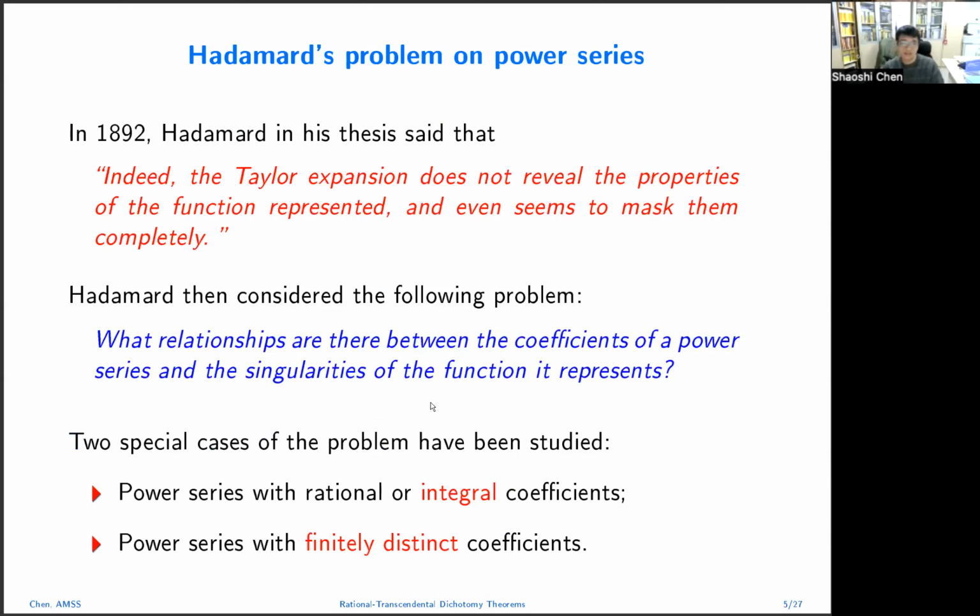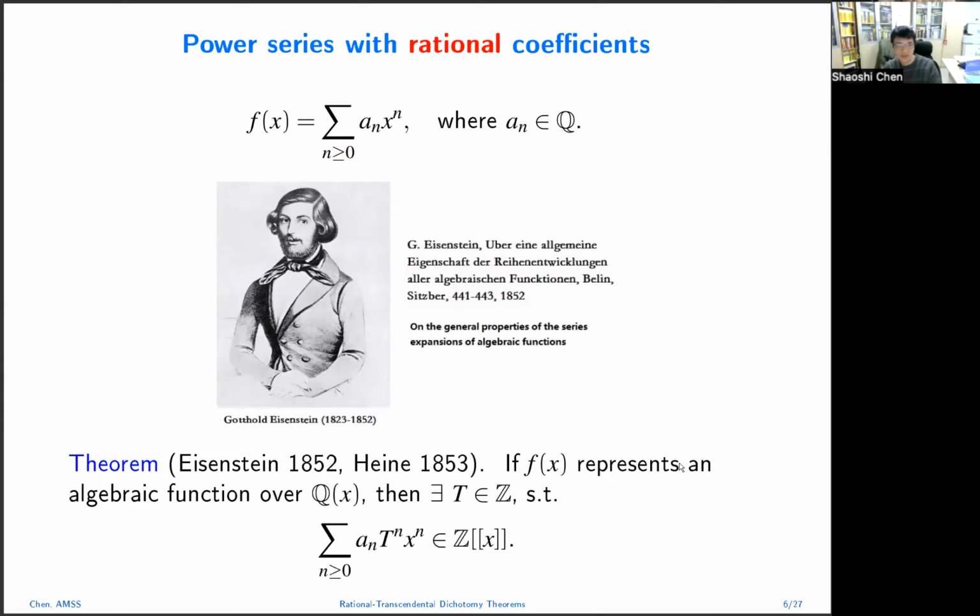Thank you. In Hadamard's thesis, one of the very philosophical questions asked by Hadamard is: what is the relation between the coefficients and the function itself, especially its singularities? This is a very general question, because in this thesis Hadamard presents many results. Especially, he focused on two classes of special power series, which I think he selected because they have arithmetic meaning. One class has coefficients taken from the rational number field or the integers. Another class is related to probability: if the coefficients are taken only from a finite set, they are called power series with finitely distinct coefficients. I will overview some of the classical results for those power series.